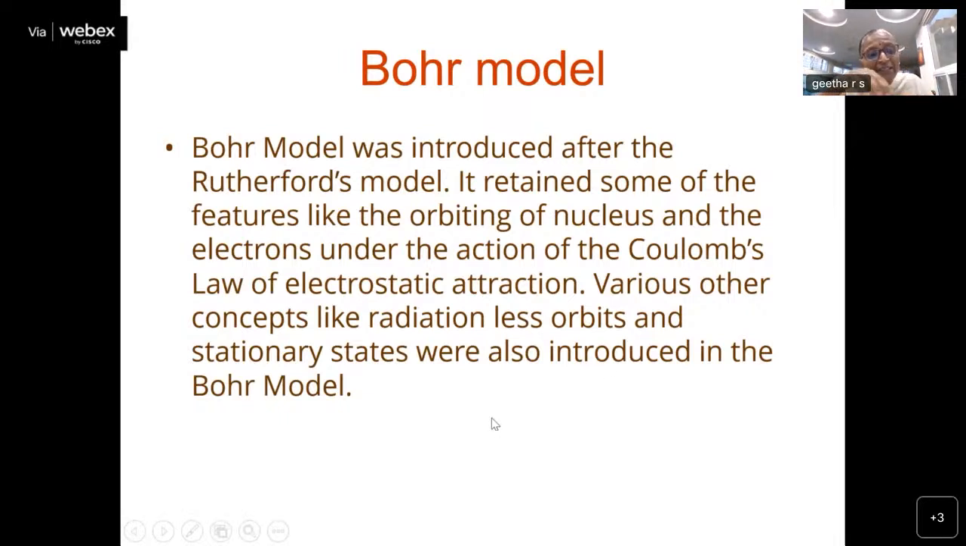As long as it is in the orbit, it will not radiate energy. This was a hypothesis put forward. At that time, there was no experimental evidence. But since this looked like a very good model, the same Coulomb's law of attraction applies to everything, but the only thing is that there are only some orbits which are allowed. As long as it is in those orbits, it will not radiate energy.